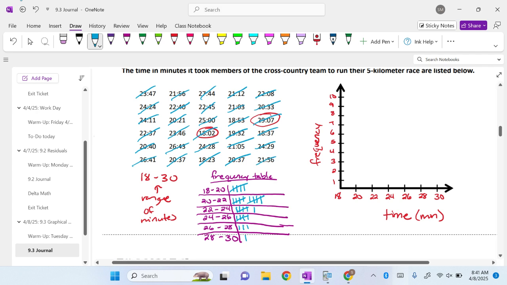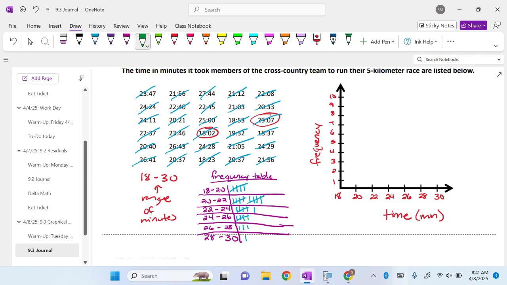So this should be the tallies that you have. You should have 5 between 18 and 20, 10 tally marks for 20 to 22, 6 for 22 to 24, 5 for 24 to 26, 3 for 26 to 28, and 1 for 28 to 30. Any questions on how to actually make that frequency table?